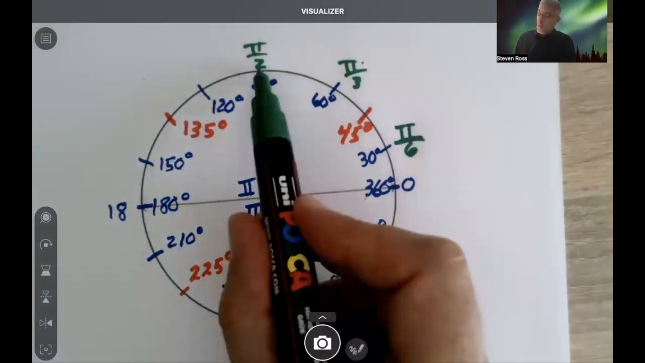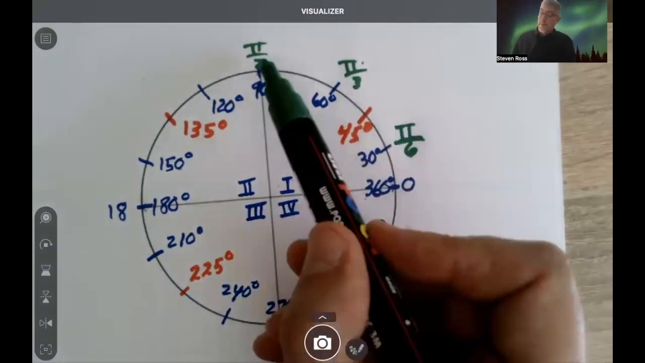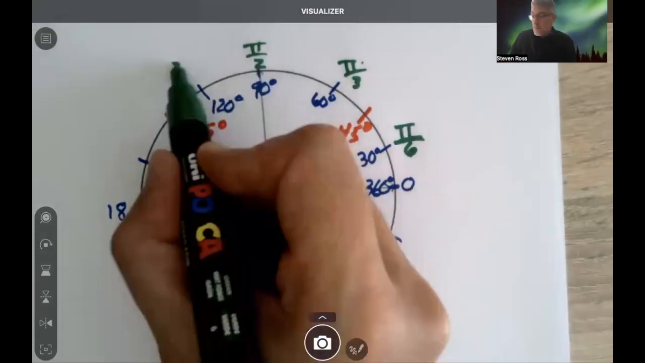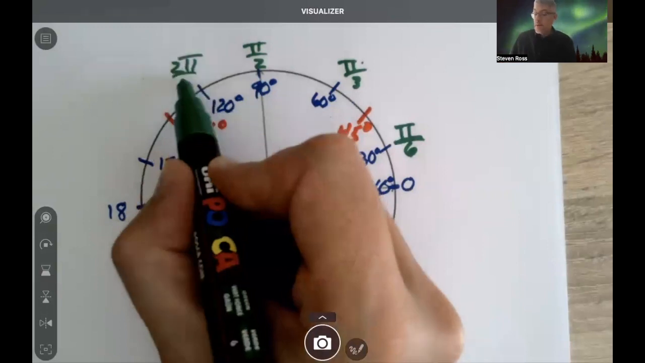And then let's see, 1, 2, 3, and then we go to 4 pi over 6, which is the same thing as 2 pi over 3.